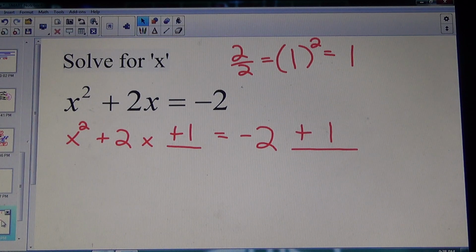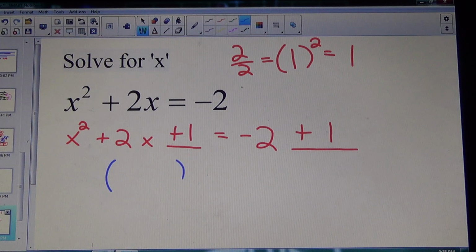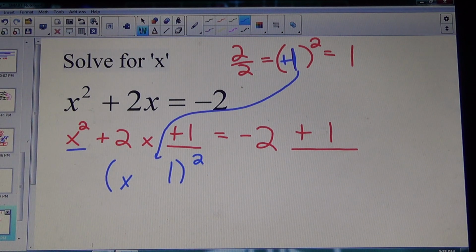Alright, next step, quick factoring here. What times what gives me this x squared here? Correct, x times x. What times what gives me the last term? Yep, a 1, and since this was a positive 1 here, that same answer is going to be what goes right here as a plus 1. Okay, and then I just simplify the right side into negative 1. And then what's my final step here? I'm going to square root both sides.